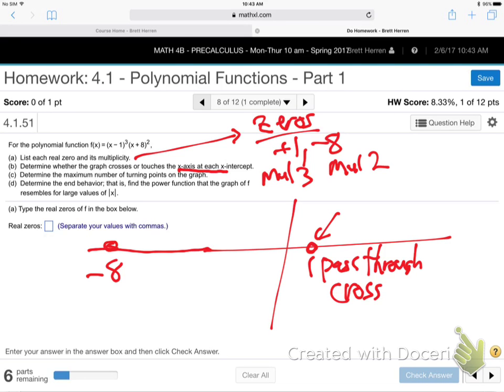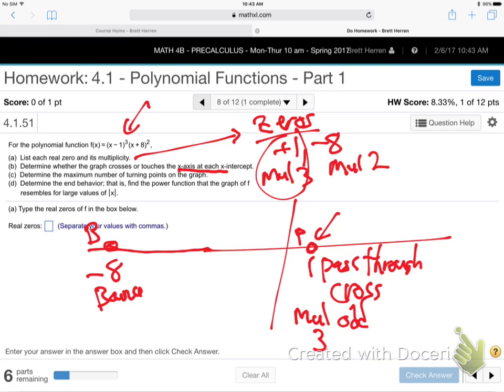Why? How do we know? Because the multiplicity is odd, right? The plus 1 has multiplicity 3, 3rd power. All right, what about at the negative 8? Is the graph going to pass through or bounce? That's a bouncer. So you could write pass through, bounce, because we're going to do a rough graph in a second. It's going to bounce at negative 8 because negative 8 has even multiplicity 2. We good with all that?